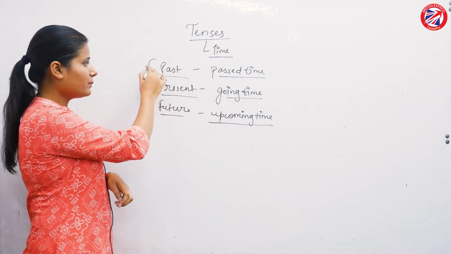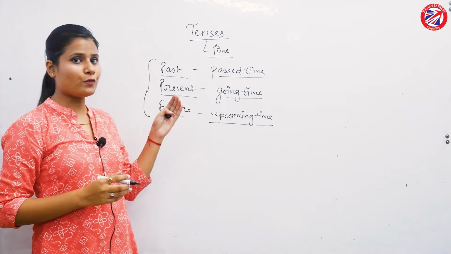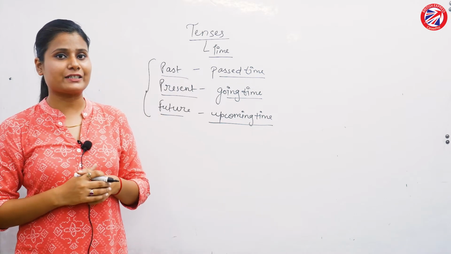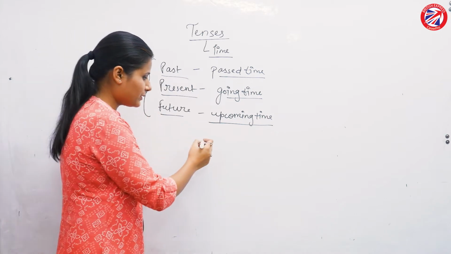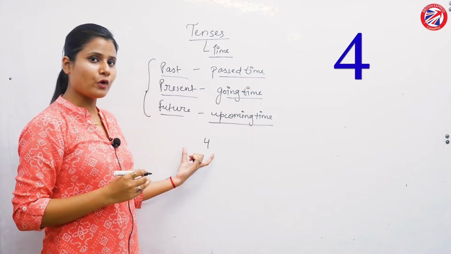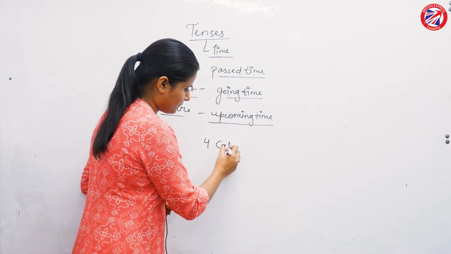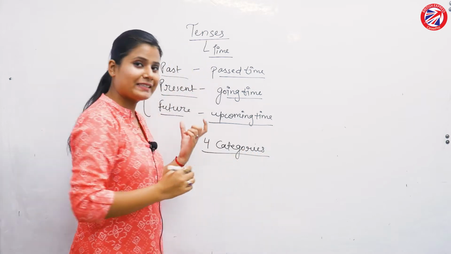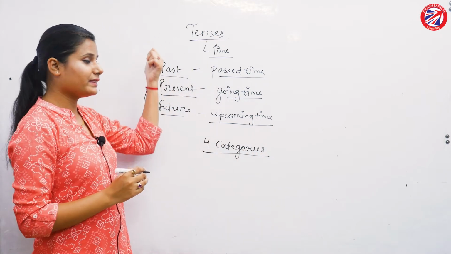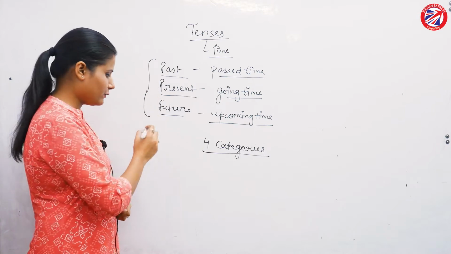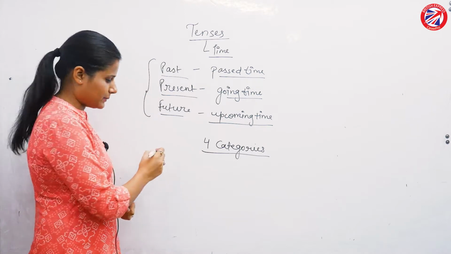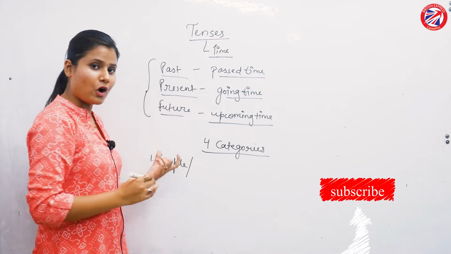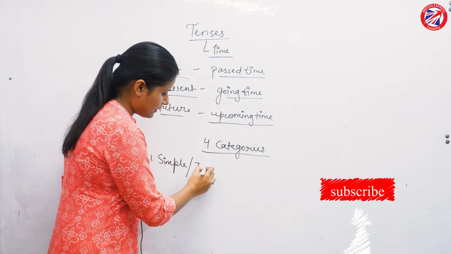Now we all know about three times. So now we have to understand what the categories are and how many categories we have. It's simple to know we have only four categories. And these categories work with these times. For example, if I talk about simple, we call it indefinite as well.